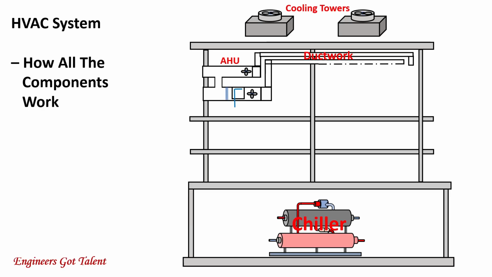Now we come to the last item of this video presentation. And this is how all the 6 major components of the HVAC system work to give you the ultimate in comfort, cooling, and heating. From the water chiller at the basement of the building, chilled water is produced at the evaporator at 7 degrees Celsius. The chilled water is pumped to the air handling unit and enters at the cooling coils.